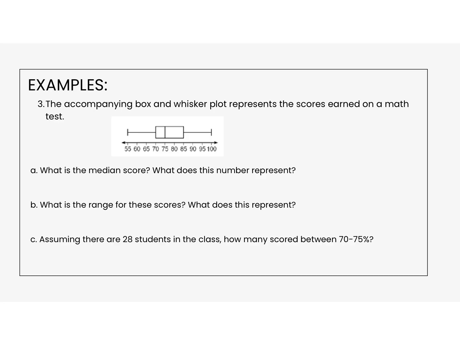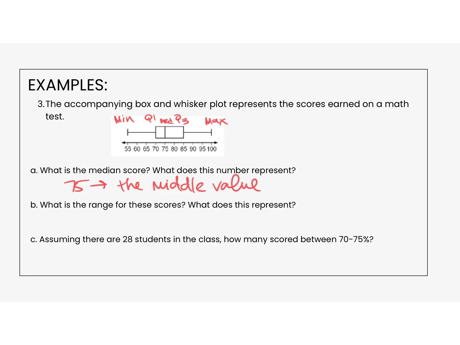And then this last one, it's just showing you a box and whisker plot, and it's asking you some questions. Okay, so median score, and what does this number represent? Well, remember, our 5-number summary would be the min, the max, first quartile, third quartile, and then the median in the middle there. So that median would be 75. And what does that number represent? It's the middle value of the data set.